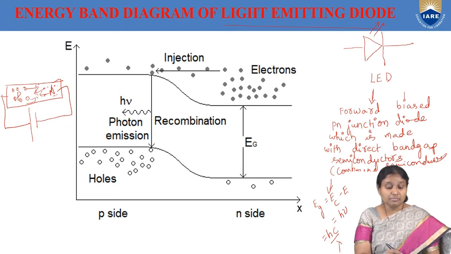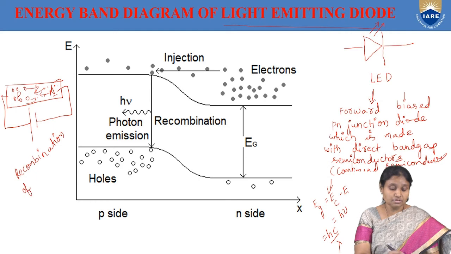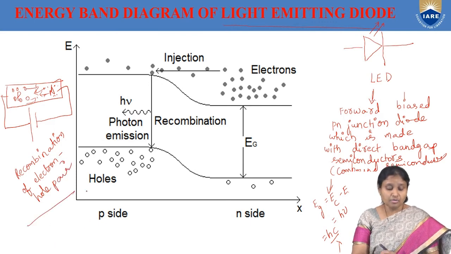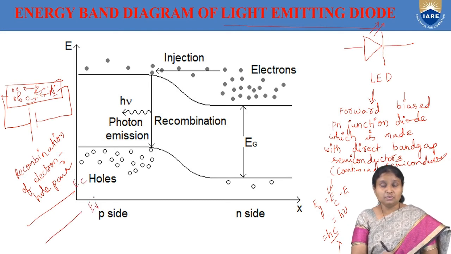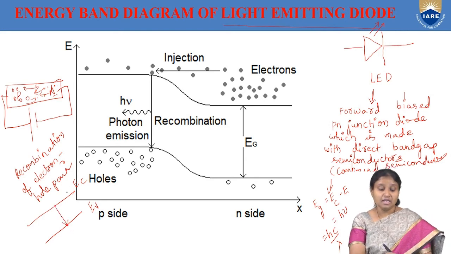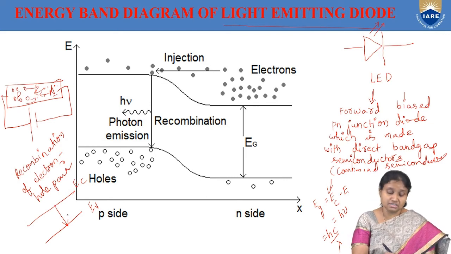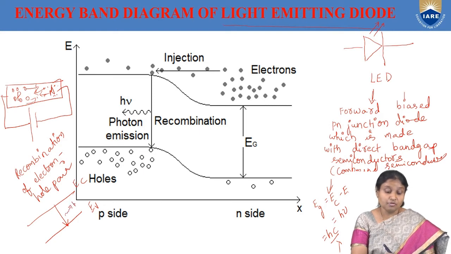And what is the process taking place here? The process taking place is called recombination of electron hole pair. In recombination, the electron in the conduction band loses its energy and combines with a hole in the valence band. Because the electron is coming from the conduction band to the valence band, it loses energy, and that energy comes out in the form of photons. Why? Because here the energy gap is equal to h nu.